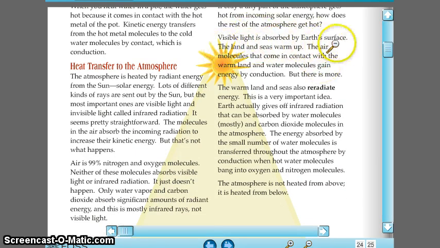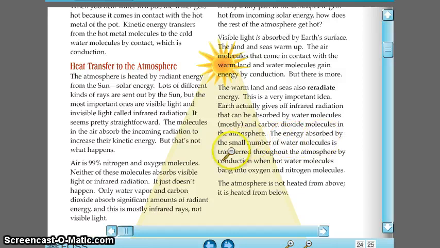Visible light is absorbed by the Earth's surface. The land and seas warm up. The air molecules that come into contact with the warm land and water molecules gain energy by conduction. Okay, and it also goes into re-radiation, which is an important thing. Okay, this is when the Earth actually gives off infrared radiation that can be absorbed by water molecules and some carbon dioxide molecules in the atmosphere.